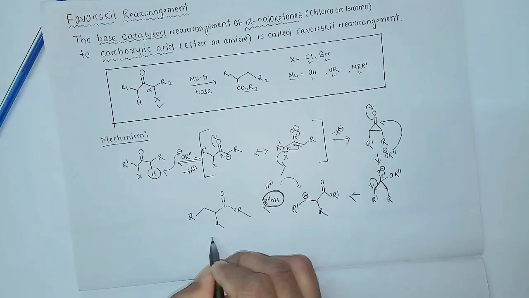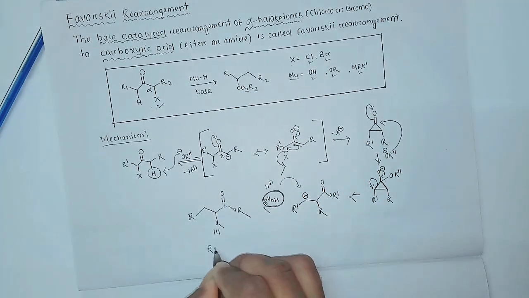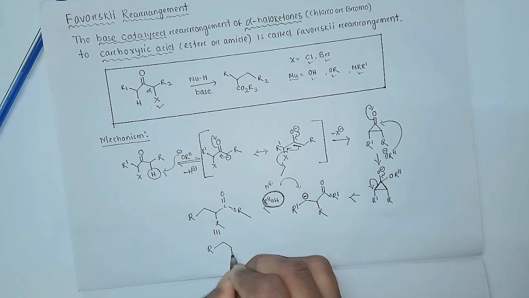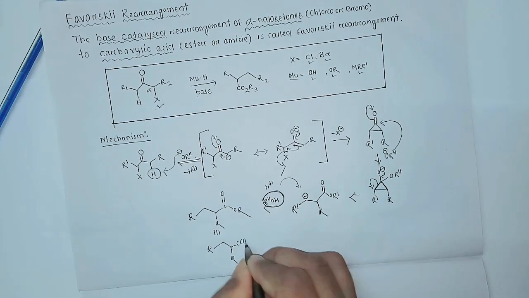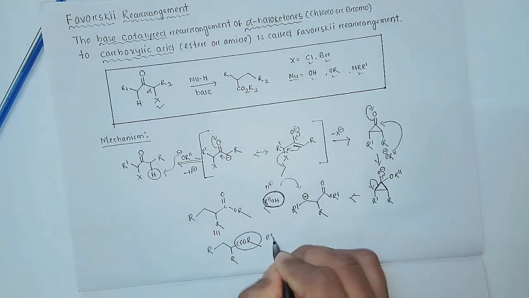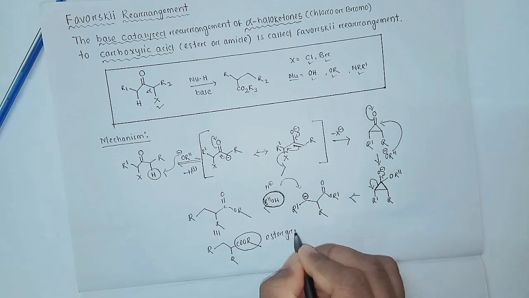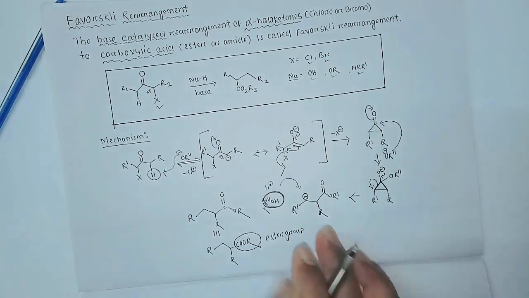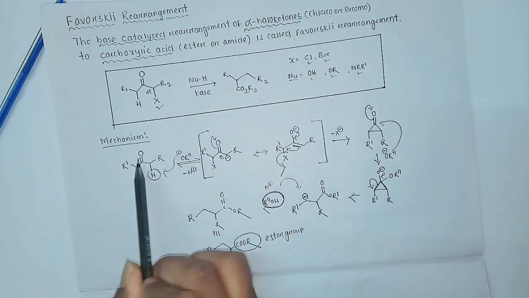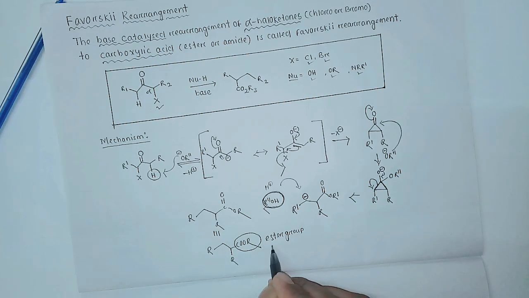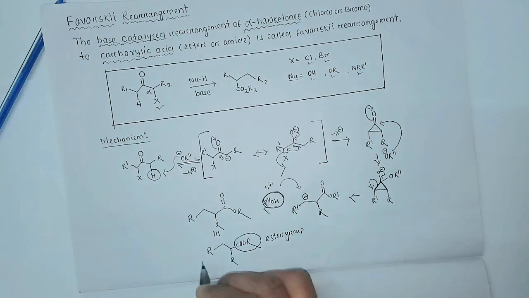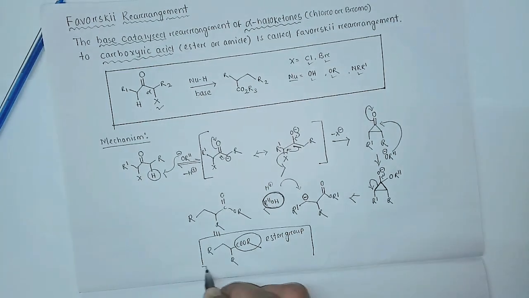So this can also be written as RCH2, and this is R and this is COOR. So this is called the ester group. So this is the final product. Okay, so this alpha haloketone is converted into carboxylic acid. So we know that ester is an example of carboxylic acid. Okay, so this is the final product.